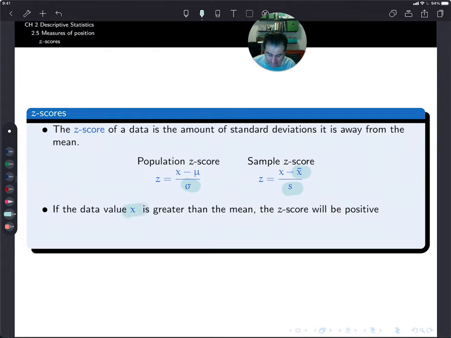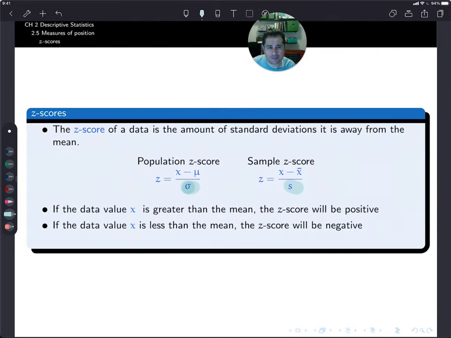Of course, I just said this: if x is above the mean, that distance is positive, so the z-score would be positive. But if the value is below the mean, then this difference would be negative. And it's okay. The z-scores could be negative. That will tell you that the value is below the mean.